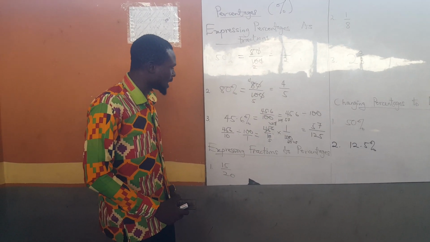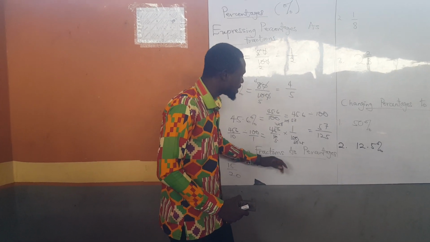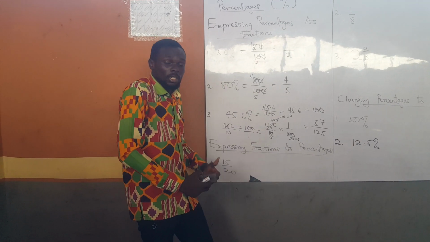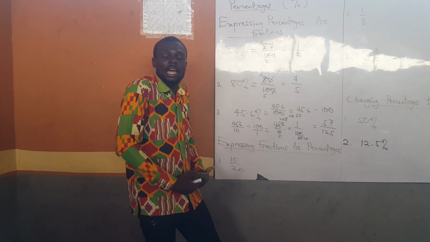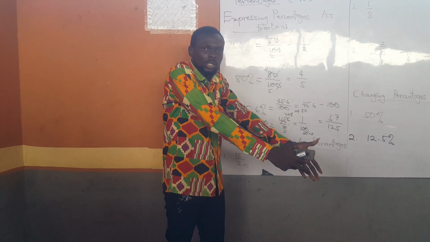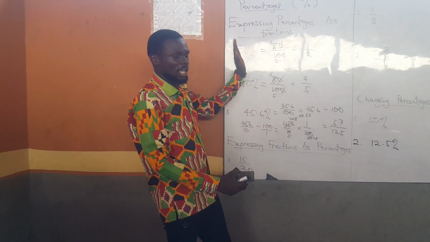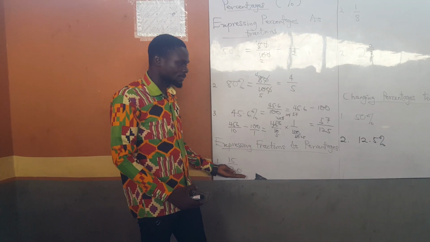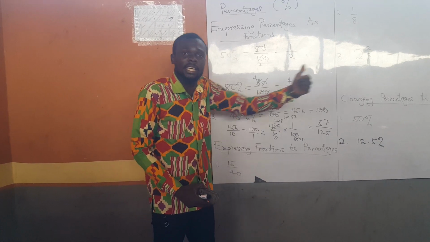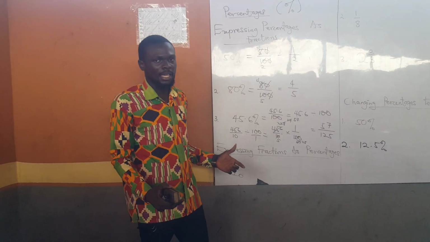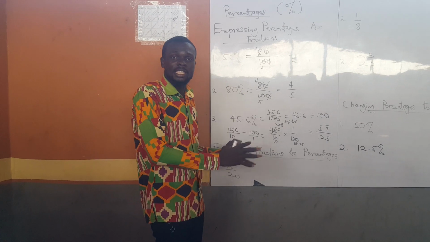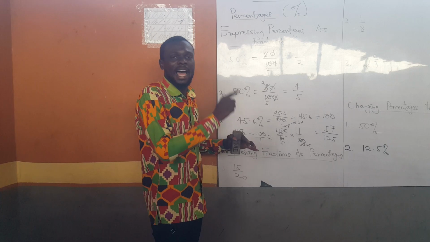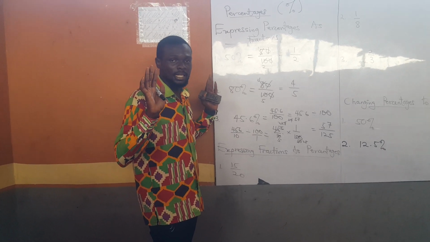When you come to the second set, it says expressing fractions as percentages. This time they've given you the fraction and you are coming to express it in percentage. Here they gave you the percentage and you expressed it in what? Fraction. Here they've given us the fraction. Just express it or change it into percentages or percent. Now, if you want to change a fraction into percentage, multiply the fraction by 100. As easy as it is.